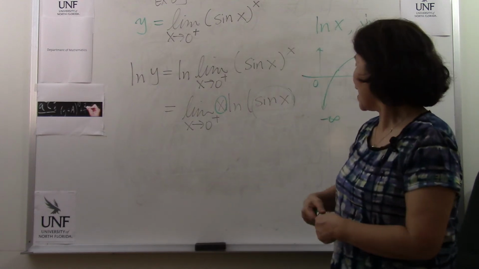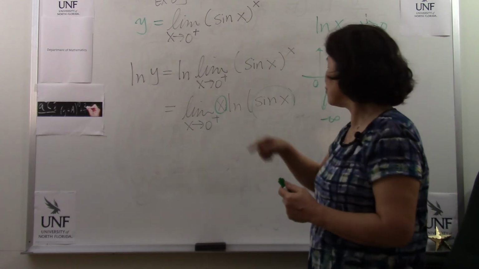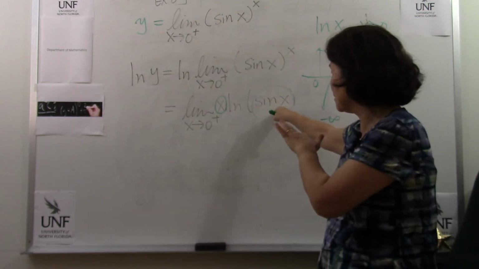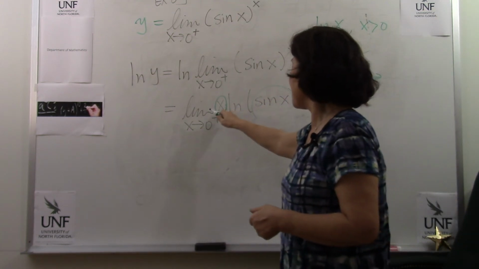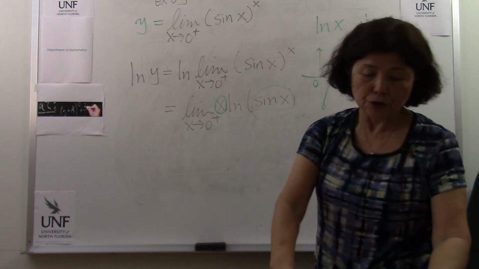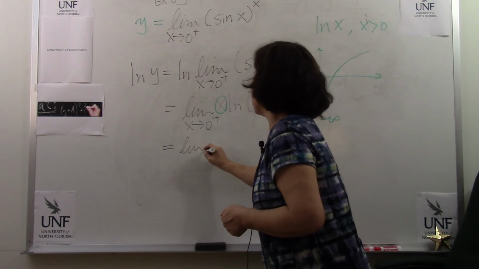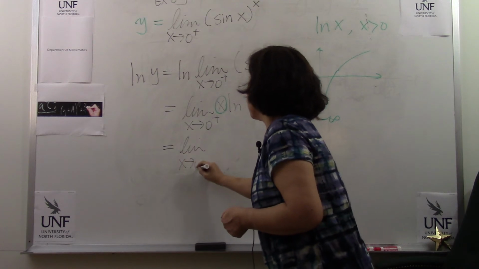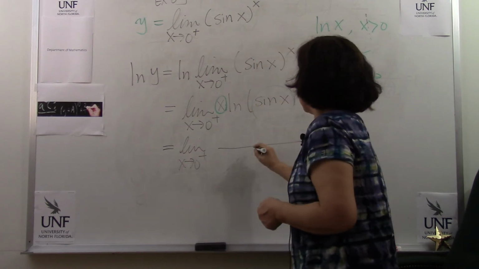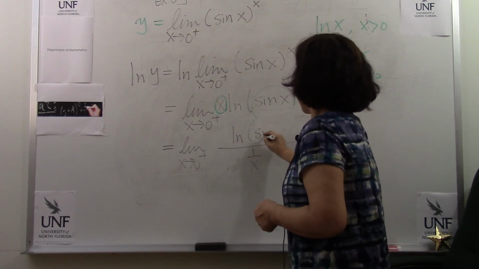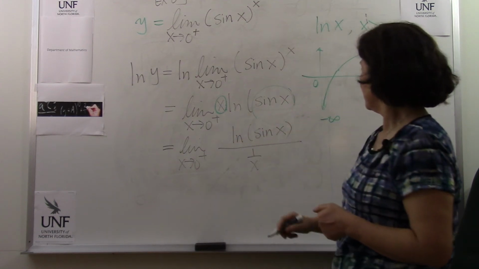Yeah. Again, x times natural log. Natural log you cannot manipulate, so just stay put here. Instead, the x is going to change to 1 over x as before. So limit x goes to 0 plus, make it 1 over x, and the natural log of sine x.